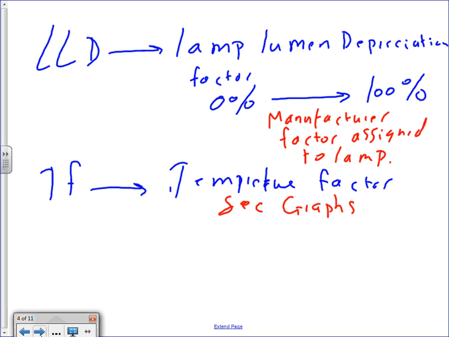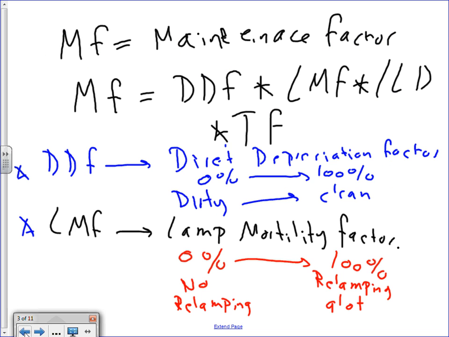Okay, so let's go back one more time and review these. The maintenance factor: DDF is the dirt depreciation factor, how often you clean. LMF is the lamp mortality factor, how often you relamp the fixtures. LLD, lamp lumen depreciation factor, is assigned by the manufacturer. And TF is the temperature factor. Are you burning them at an ideal temperature, close to 60, or 72 room temperature, or are you burning them at higher or lower? You can see at the higher temperature, it goes down. At the lower temperature, it also goes down. Okay? Can I have a thumbs up, Chad, for all these?